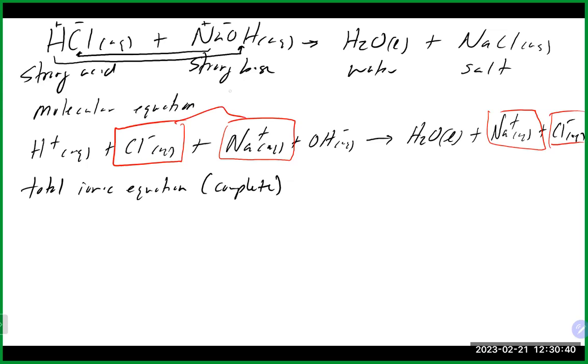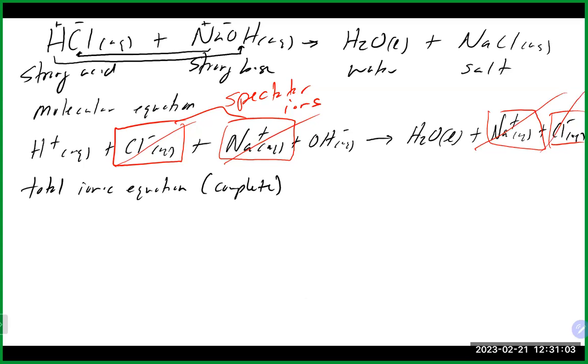These are what are known as spectator ions. And if you are a spectator, you typically are just watching what's going on. So they're there to balance out the charge. They're not really being involved in the formation of any product. They're just kind of there hanging out. And typically with spectator ions, we could get rid of them.